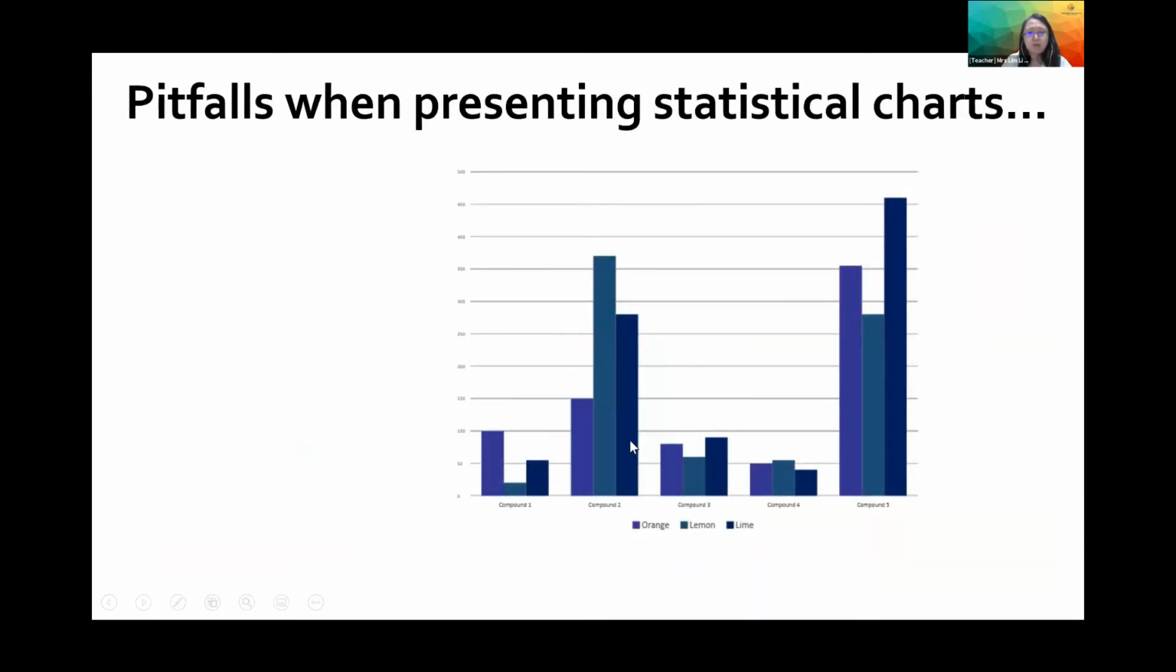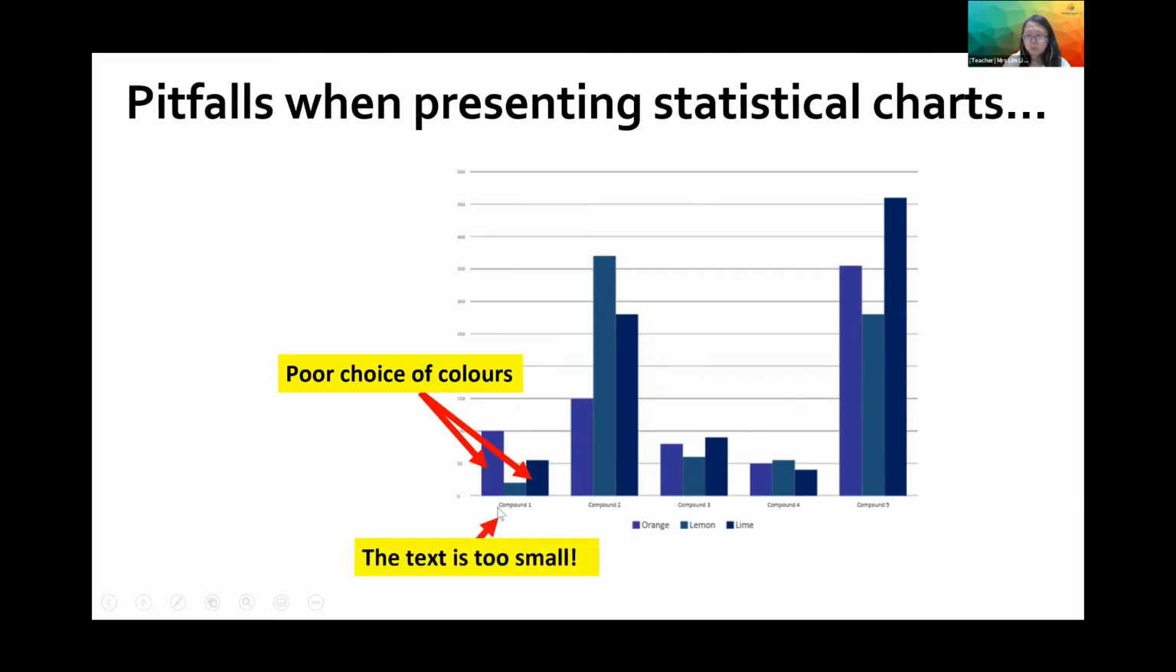This is an example of the don'ts. What are the pitfalls when presenting your statistical charts? Looking at, again, the choice of color. In this case, the choice of color is not very distinct between the different sets of experiment or the variables used. The text may be too small for your audience to see clearly. Axes are not labeled, units are missing.